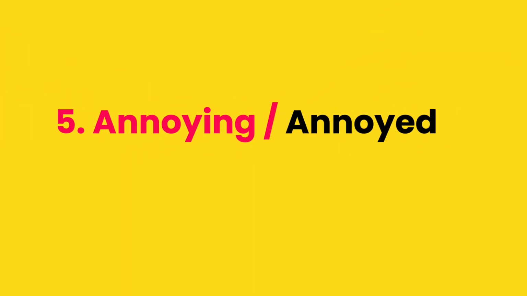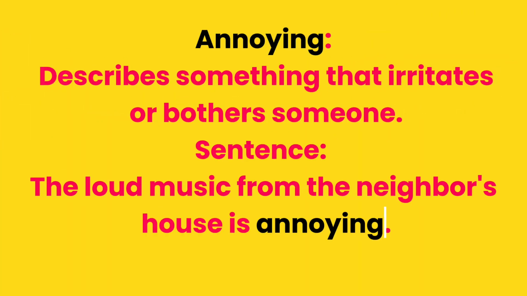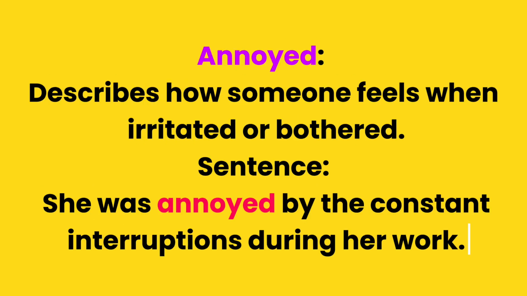5. Annoying, annoyed. Annoying describes something that irritates or bothers someone. Sentence: the loud music from the neighbor's house is annoying. Annoyed describes how someone feels when irritated or bothered. Sentence: she was annoyed by the constant interruptions during her work.